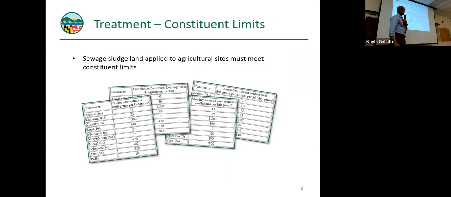So these are the constituent limits of the treated biosolids. And when they are treated, we make sure that these limits are followed. For instance, for arsenic the concentration, in milligrams per kilogram, is 75. Once any of these is above the limit, that sewage sludge cannot be applied on agricultural land. So sewage sludge land applied to agricultural sites must meet these constituent limits. If any one is out, that sewage sludge cannot be applied.